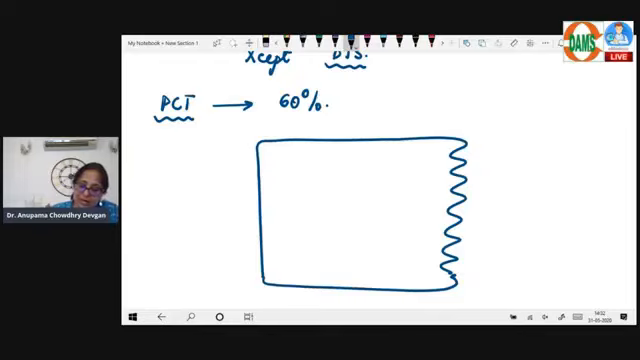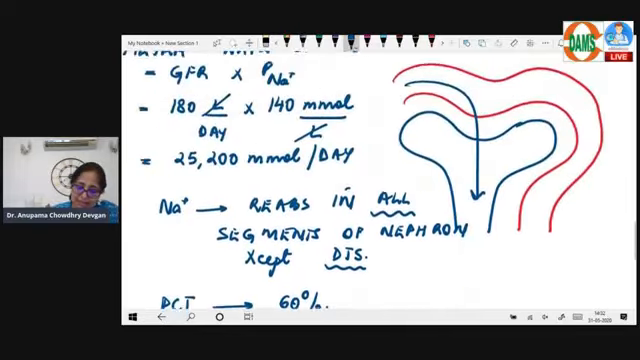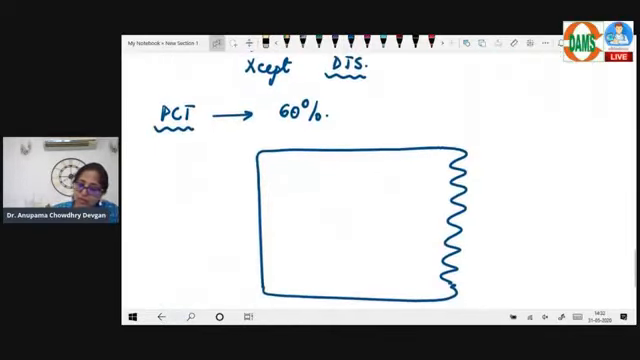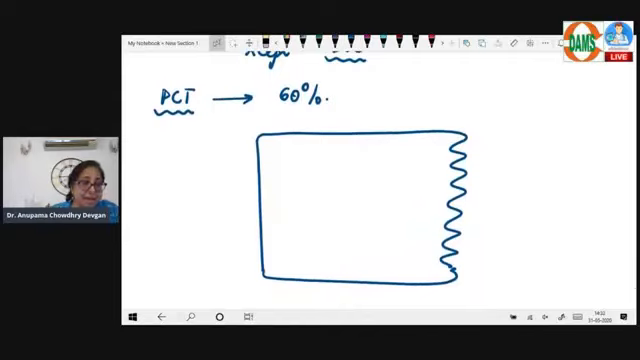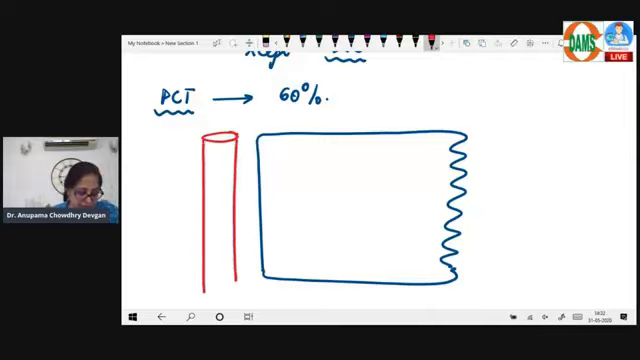GFR, Yashwant, is 180 liters per day, not 120. In ml per minute, it is 125. Pay attention to the unit, Yashwant. This is in liters per day. So 180 is in liters per day, and in ml per minute it is 125. Okay? All right.